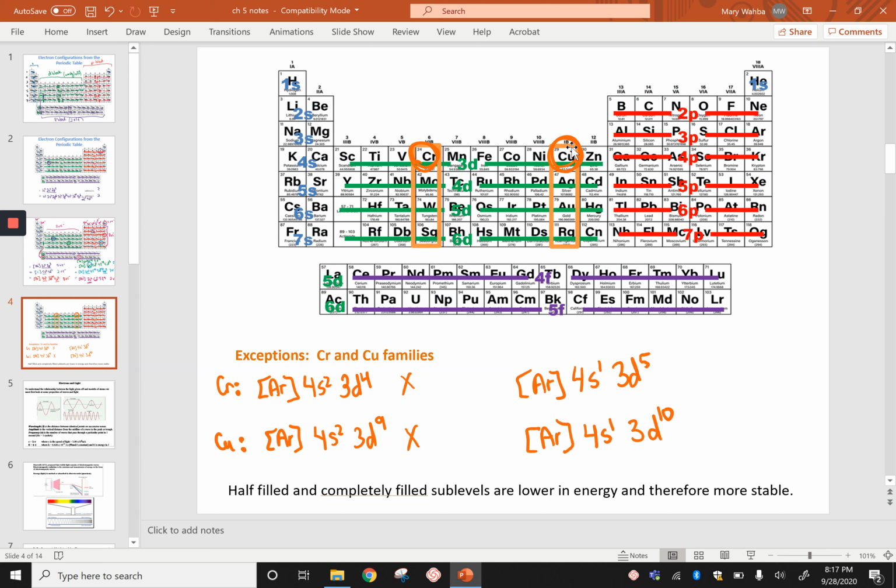There are many, many other exceptions, but those are the only ones that we're going to look at: the whole chromium family and the whole copper family that do that. So based on this, these are the correct electron configurations. Based on that, how many valence electrons do these have? Well, the 4th energy level is your highest energy level, right? So they only have 1 valence electron.